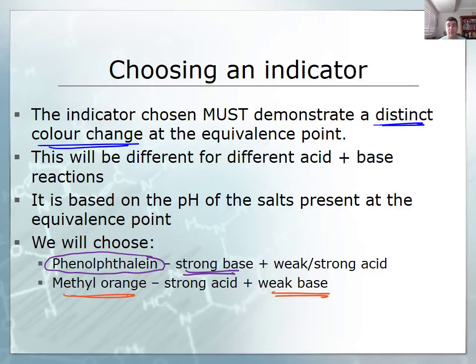Because the equivalence points do differ slightly between titrations based on whether we have strong or weak acids against strong or weak bases, it's important that we choose an indicator that's appropriate for that titration. Of course, you will know that the key to it is what the pH of the salt that's produced is at the equivalence point. And we've talked a little bit about the acidity, basicity, or neutrality of different types of salts.